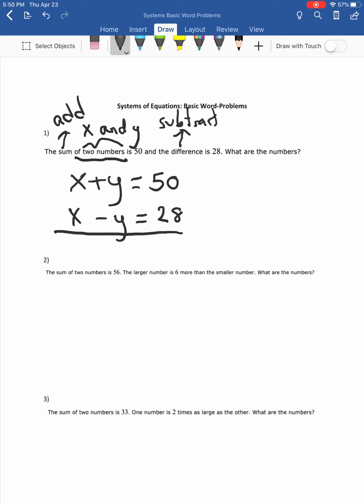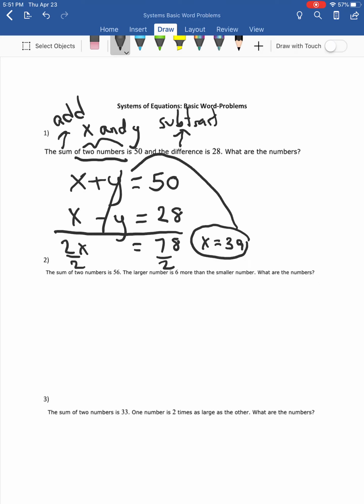Okay, here's our system of equations. So the y's will eliminate. So we have 2x equals 78. Divide, that means x is 39. And now we'll substitute. I'm going to use the top equation. Okay, we're going to substitute and replace x with 39. So x plus y equals 50. So 39 plus y equals 50.